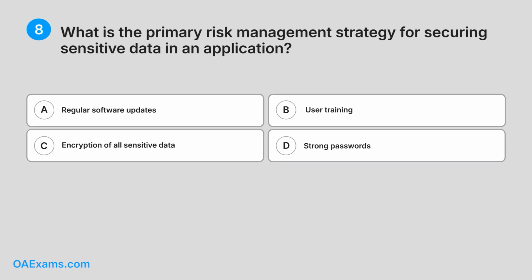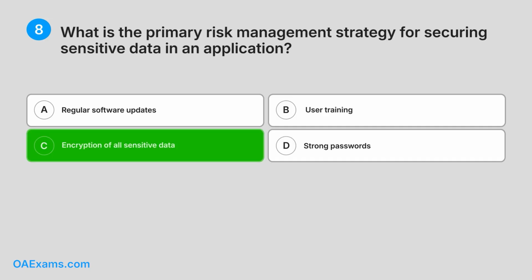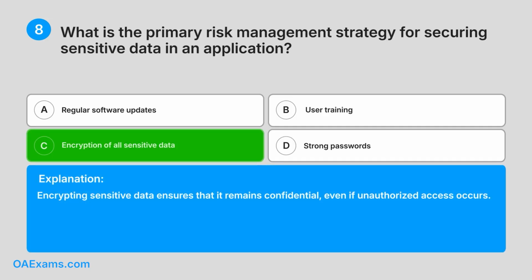8. What is the primary risk management strategy for securing sensitive data in an application? A. Regular software updates. B. User training. C. Encryption of all sensitive data. D. Strong passwords. What do you think is the answer? Correct answer: C. Encryption of all sensitive data. Explanation: Encrypting sensitive data ensures that it remains confidential, even if unauthorized access occurs.